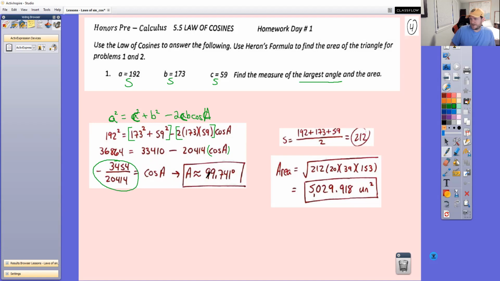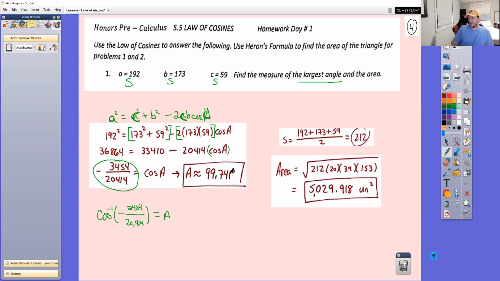And then to get to the answer, geez, I'm really not showing work. I wonder if you guys could hang with this level of work being shown. I hope most of you could, but how did I get from here to here? All I did was draw an arrow. We applied inverse cosine, right? You have to take the inverse cosine of both sides. So I'm doing the inverse cosine of that big old fraction, 3454 over 20,414. And that's how you get A. Do the inverse cosine of that.